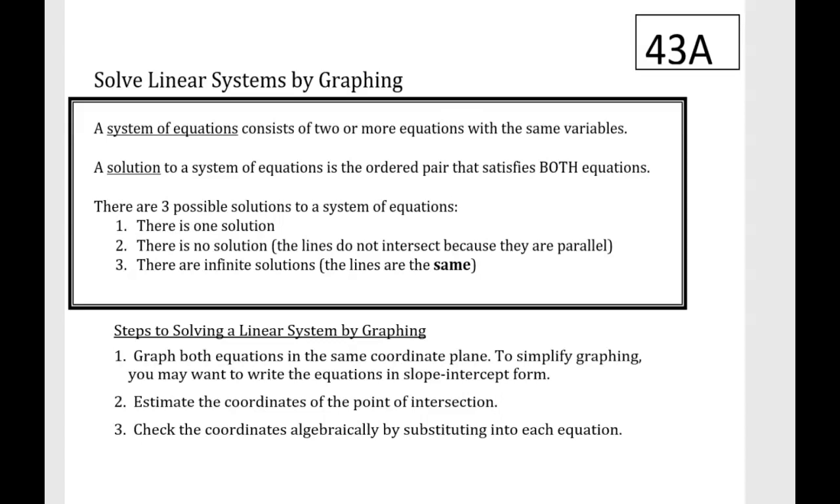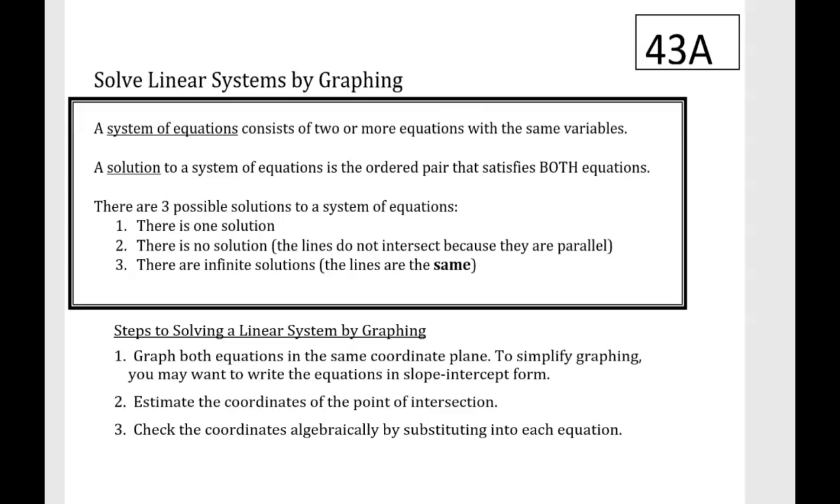Okay, so the steps to solve a linear system would be to graph both equations on the same coordinate plane. And to simplify the graphing, we like to put it in slope-intercept form, just like we did in the warm-up. And then we estimate the coordinates of the point of intersection, okay? So this method of graphing really only works when it's nice and simple and the intersecting point happens to be right at a whole number ordered pair, okay? It is only the first of 3 methods that we're going to learn.